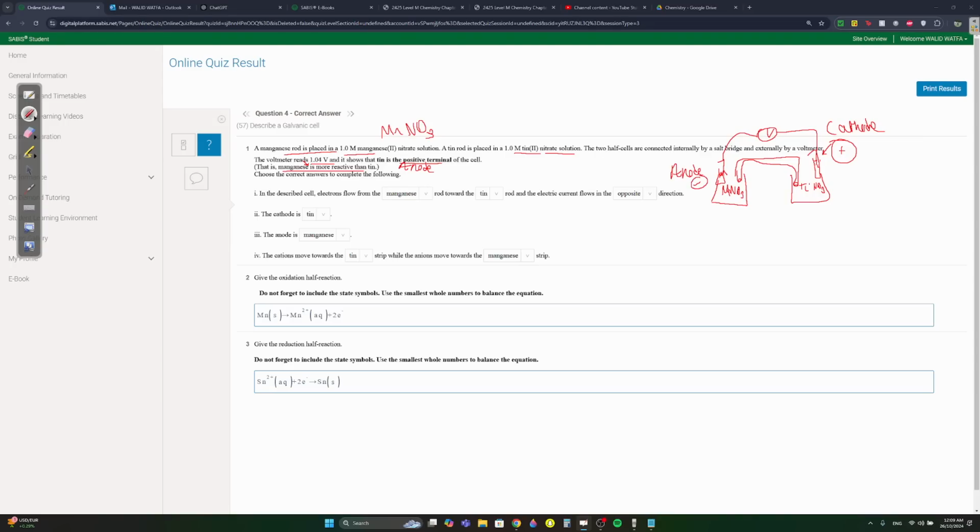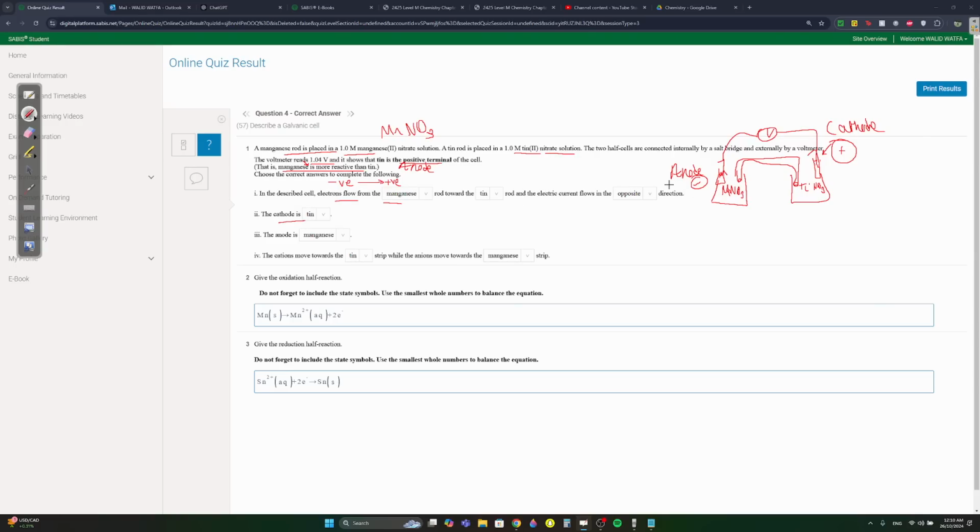It's the negative one. In the described cells, electrons flow from what? Electrons flow from negative to positive, right? Which one's negative? The anode. Which one's positive? The cathode. So it goes from negative to positive, so from the manganese to the tin. And electric current always flows in the opposite direction. If they asked for the direction of electric current, it would go from positive to negative. So cathode to anode, so tin to manganese.